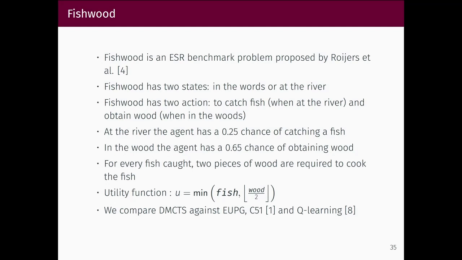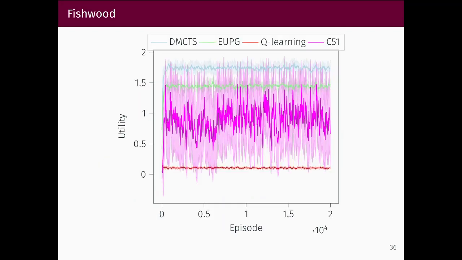we're aiming to maximize. Again, we use the same algorithms from the previous experiment, EU-PG, C51, and Q-learning. Previously, EU-PG had the state-of-the-art results in this problem domain, so we can see here that DMCTS clearly beats it and beats all the other algorithms. Again, C51 and Q-learning don't really learn anything meaningful, whereas EU-PG, which was the previous state-of-the-art, learned a quite good policy, whereas DMCTS converges to the optimal policy and achieves state-of-the-art results.